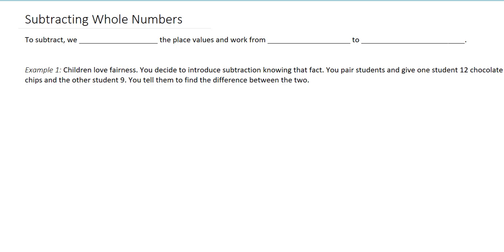Subtracting whole numbers. To subtract, we're going to line up the place values, and we're going to work from the right to the left. So, example 1.